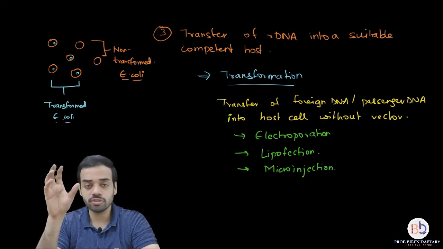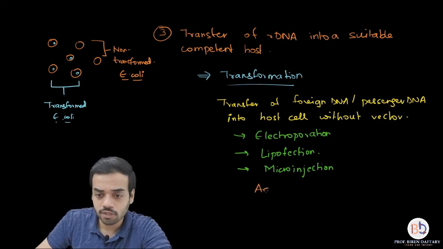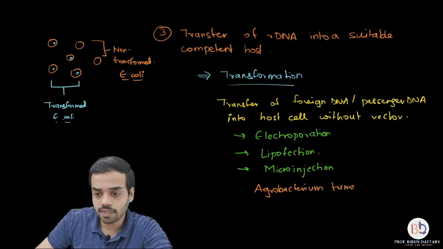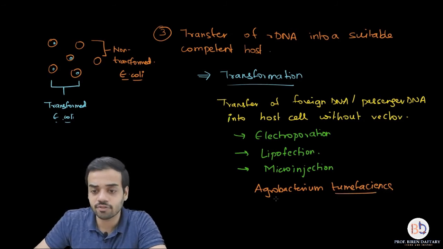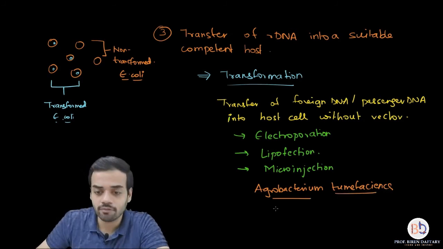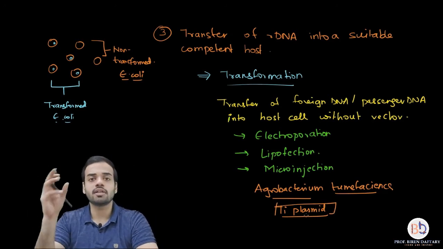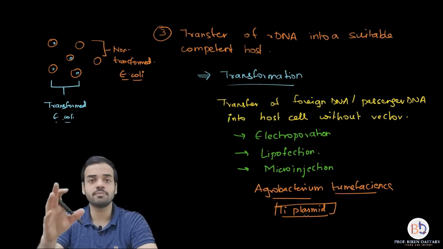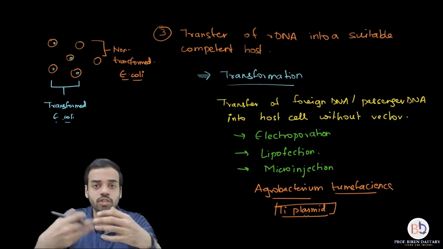Okay, so if you are using Agrobacterium tumefaciens, I will write down the name once again, you have to remember that word. If you are using Agrobacterium tumefaciens, please don't make a mistake in the tumefaciens spelling, T-U-M-E-F-A-C-I-E-N-S. If you are using Agrobacterium tumefaciens, you have to use the Ti plasmid. I have explained what the Ti plasmid is in the last lecture. Without the Ti plasmid, you cannot do transfer of the required gene. You cannot use all these three methods. Is this clear? Okay, so this is the third step, transfer of recombinant DNA into a suitable competent host.